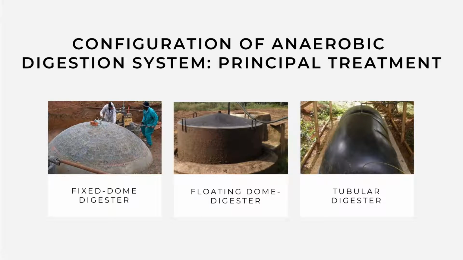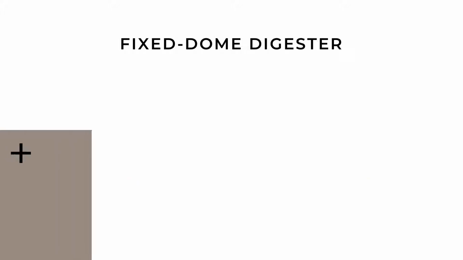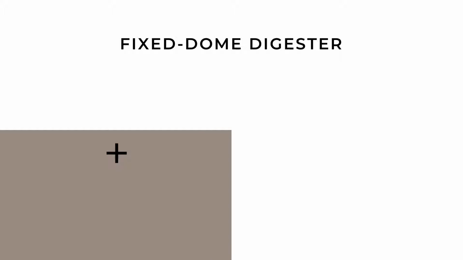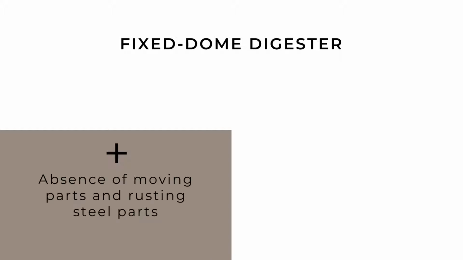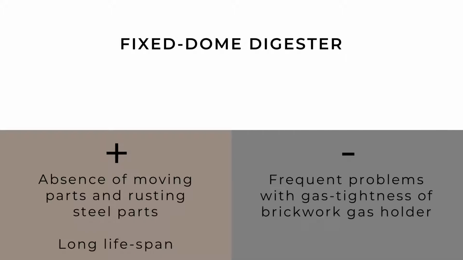Each of these technologies has its advantages and disadvantages. For instance, a fixed dome has the advantage of the absence of moving parts and rusting steel parts. If well constructed, fixed dome plants have a long lifespan. Its disadvantages are mainly the frequent problems with the gas tightness of the brickwork gas holder. Therefore, they are only recommended where construction can be supervised by experienced biogas technicians.